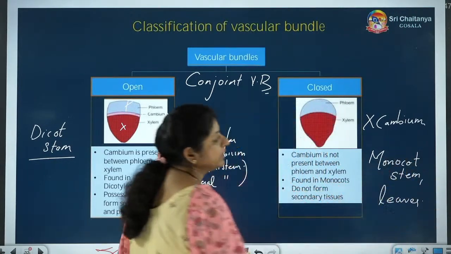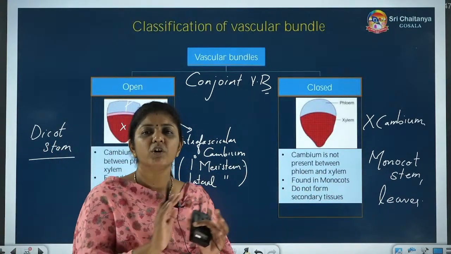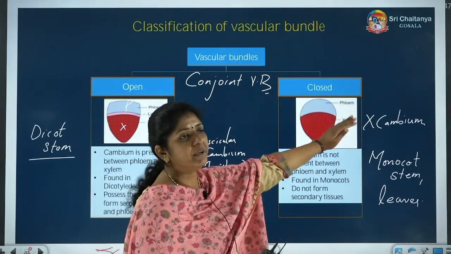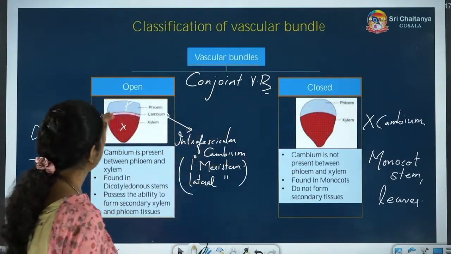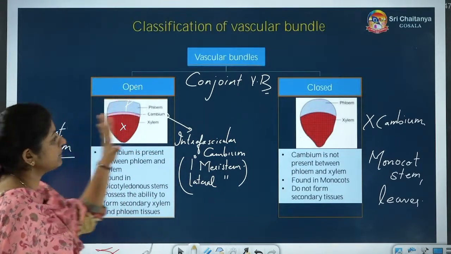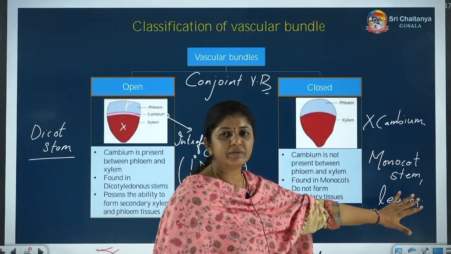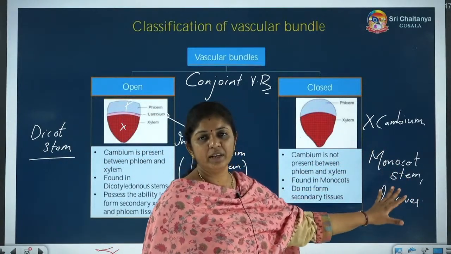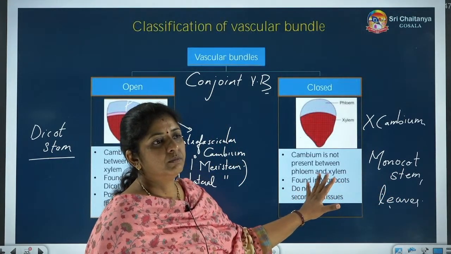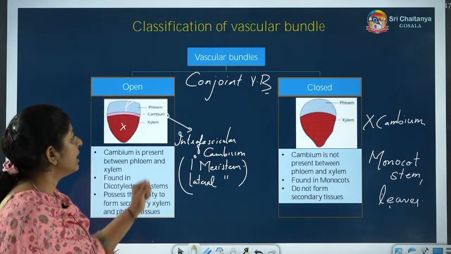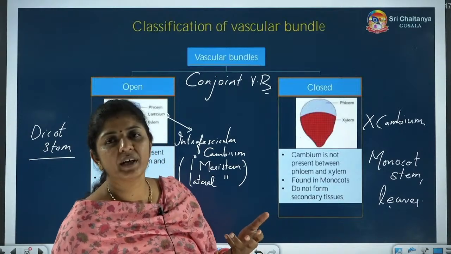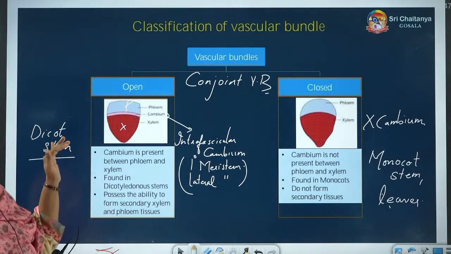It is not mentioned here, that's why I am writing. Leaves can be monocot or dicot. Both are having closed conjoint. Closed means without cambium. Are you getting that? Whereas here, with the cambium, you call it open type. This is a feature of the dicot stem. This is a feature of the monocot stem and the leaves, both monocot and dicot leaves. Is that clear to everyone? Tell me your doubt parallelly so that we can discuss that point as well. I hope you have understood.